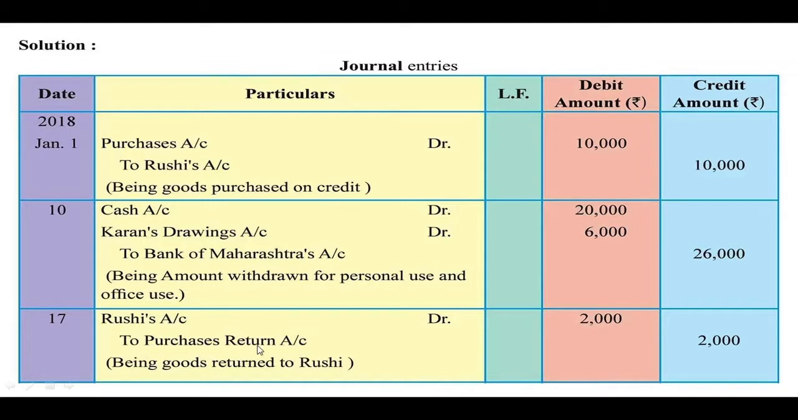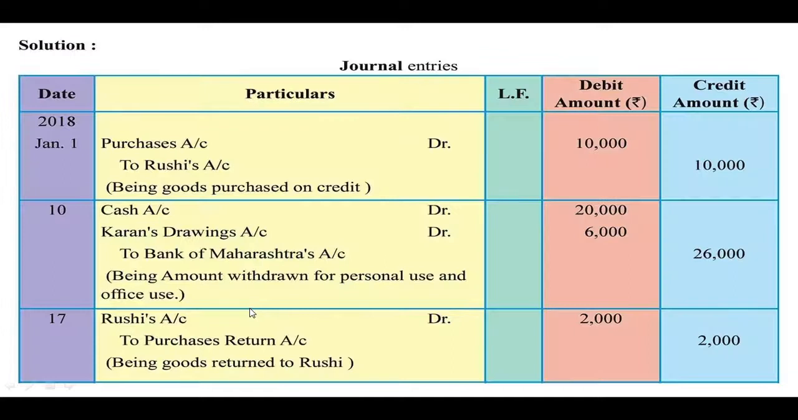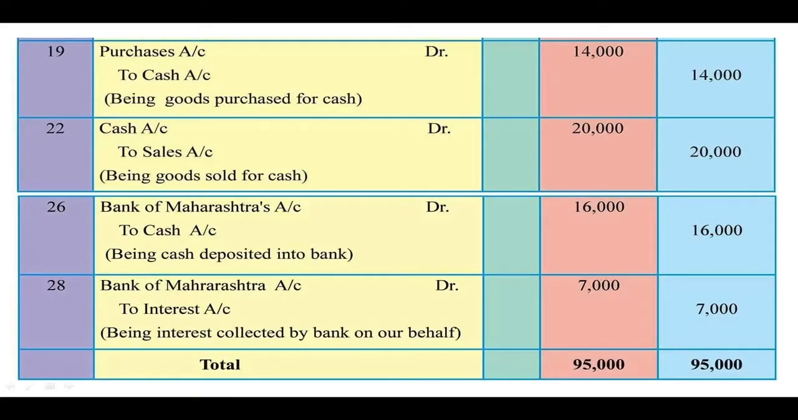Then next is 19th January, cash purchases rupees 14,000. Here the goods are purchased and cash is paid immediately. So purchases are always debited and here cash goes out of the business. So your journal entry is purchases account debit to cash account.